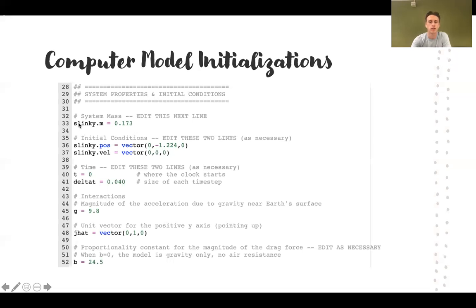These were my computer model initializations: set the slinky mass and the initial position, and the resting length of the slinky were both things I found online, for how long a slinky is and how much the mass of a generic slinky weighs. Our starting velocity is 0. Our initial time is 0 with our delta t being equal to 0.04 seconds. Gravity is equal to 9.8 meters per second squared. And B I determined was 24.5 because this is what made the final position line up with that of our tracker video.